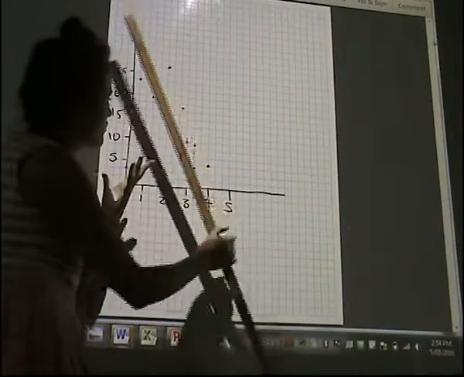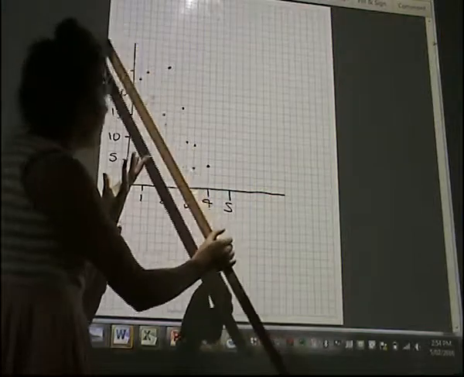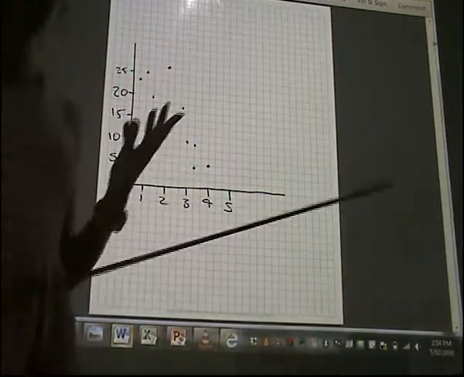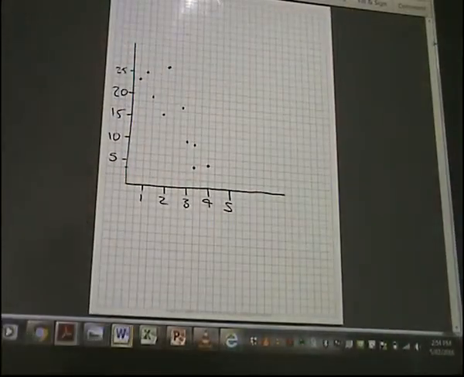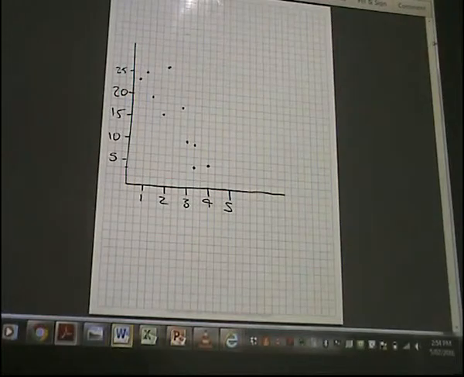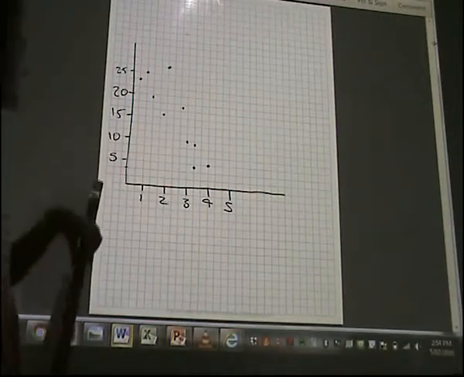Yep. So we want it to sort of be in the middle of the data. If we can get 3 or 4 dots on that, perfect. But if we can't, that's okay. So try and get at least 2, because if we can get at least 2, then it's really easy for us to be able to get our equation.